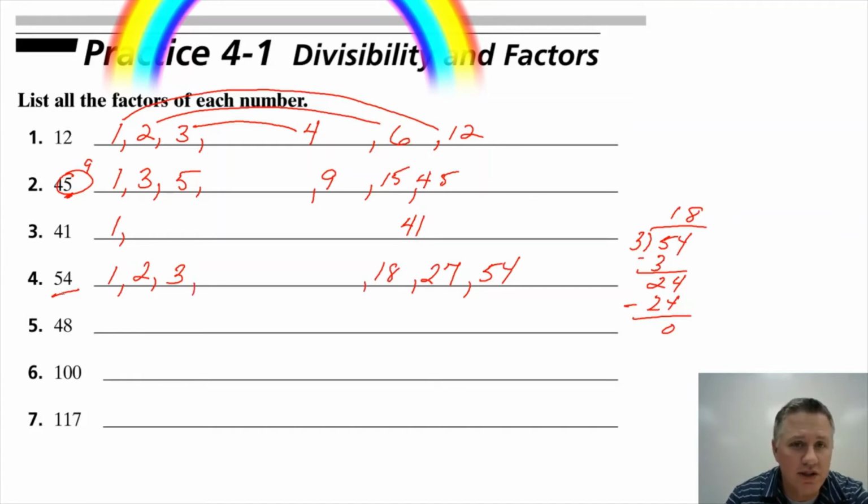Can 4 go into it? No. Can 5? No. 6? Let's see, 6 times 9. That's a fact, right? 6 times 9. And 7 and 8 are no. So those are the factors of 54.